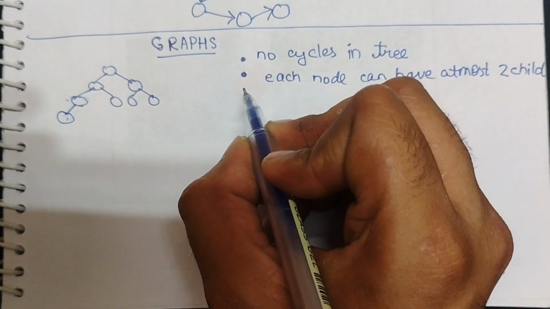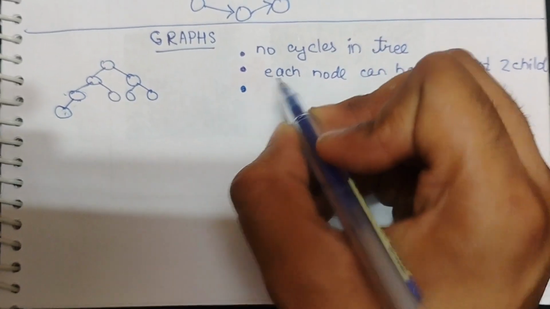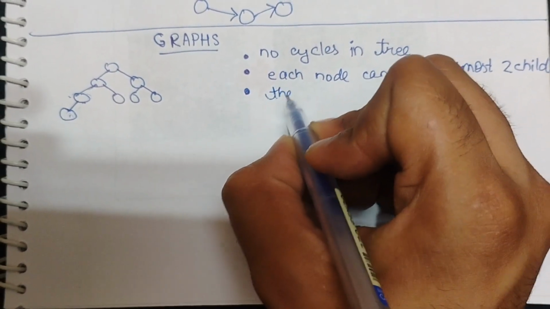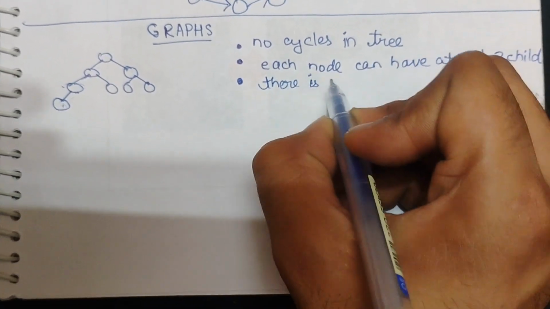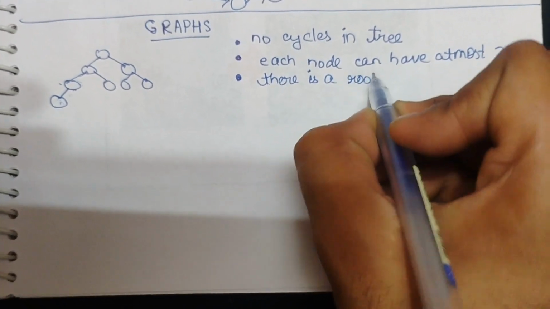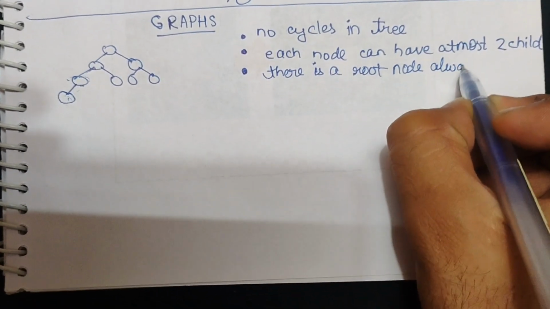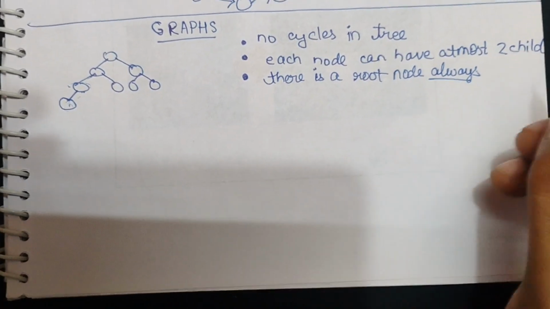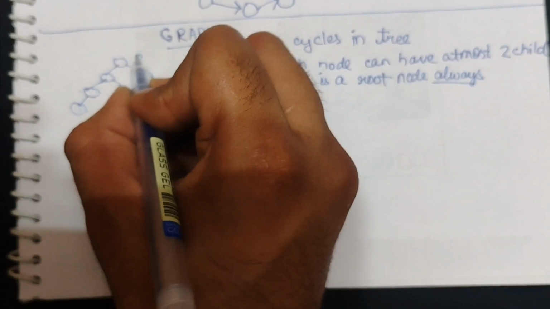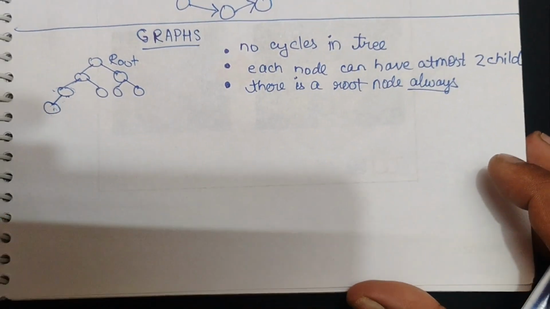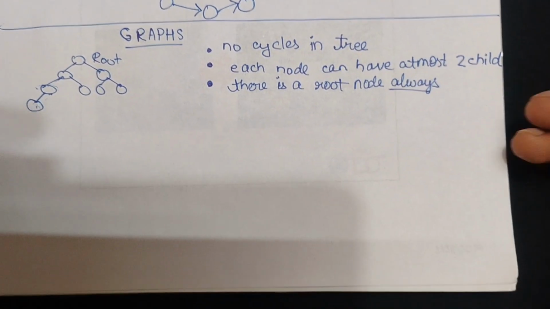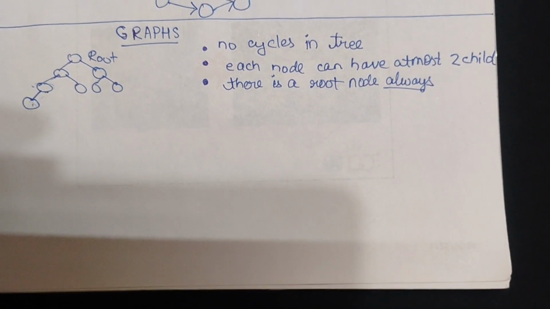And the third characteristic is that there is a root node. There is a root node always. This is important, always. So these are the three main basic characteristics of a tree.